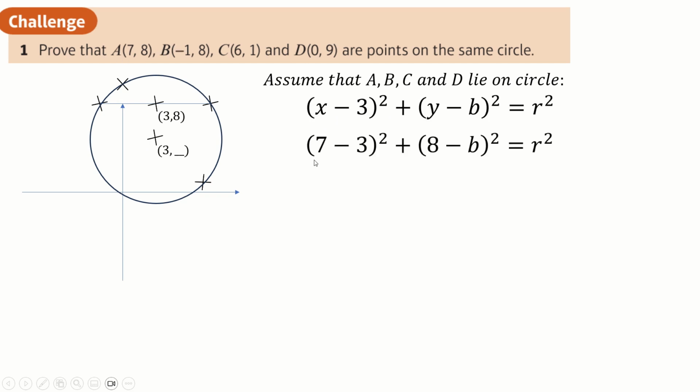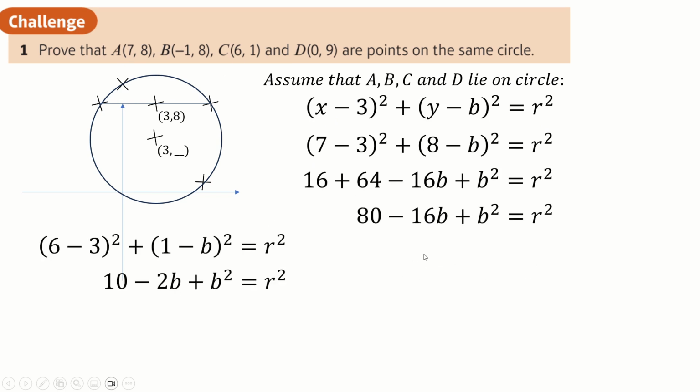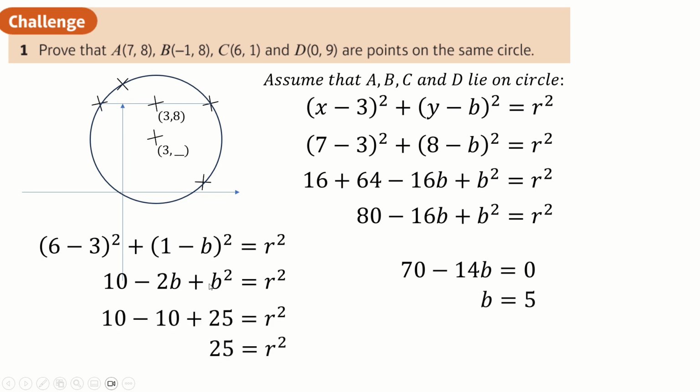So I'll just put in A here, and I'll also put in C here, which was the other one that I decided to put in. And you get b and r because after you do a bit of expansion, you could do this one, take away this one to get this. And then, of course, you can get b as 5. And then you can substitute b as 5 into here to find r squared really is 25.